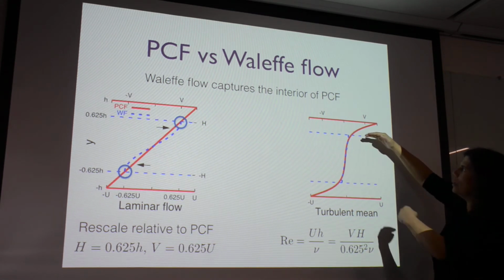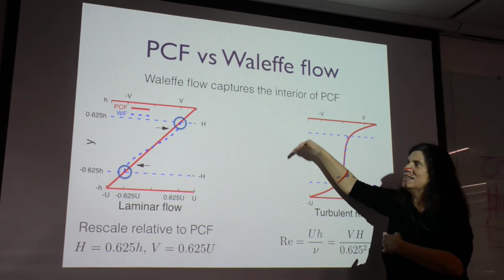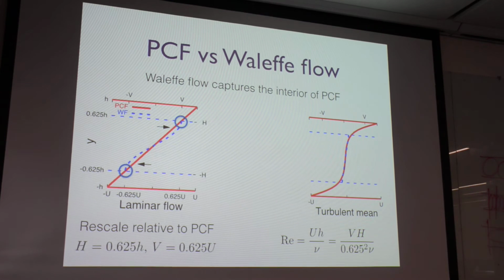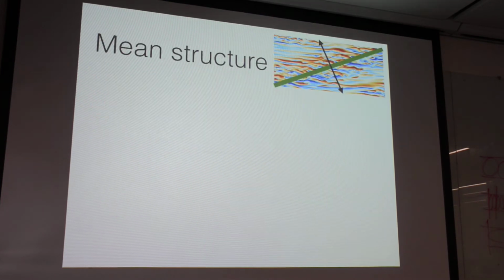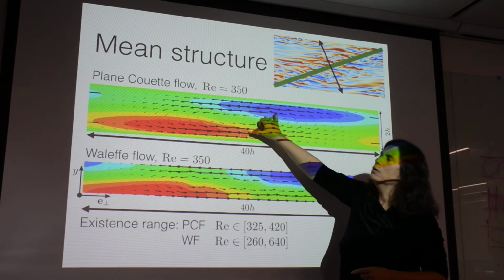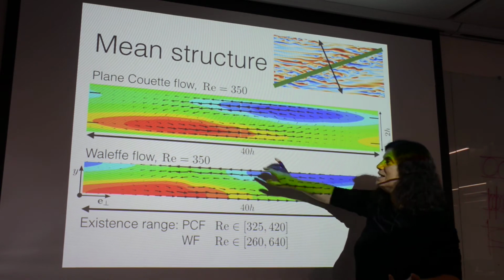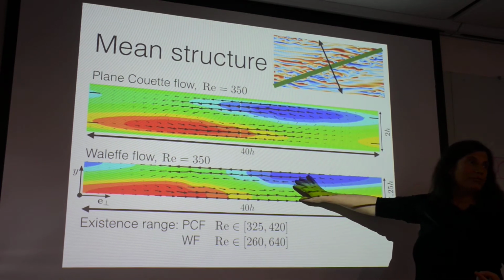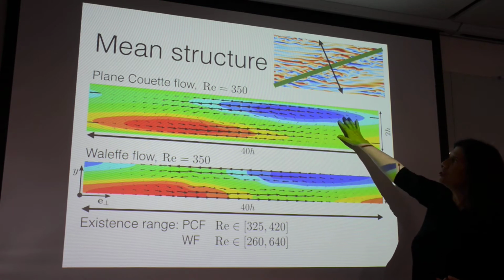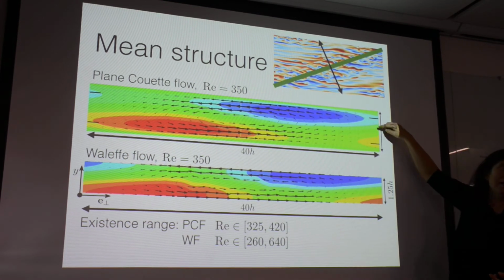So we're considering a Waleffe flow that's this big, and we're asking, is that just like cutting this out? And it turns out it is, and we can show that in many ways. Sorry, here is a turbulent laminar band in plane Couette flow. Okay, and this picture now you've seen many times. And this is a turbulent laminar band in Waleffe flow.